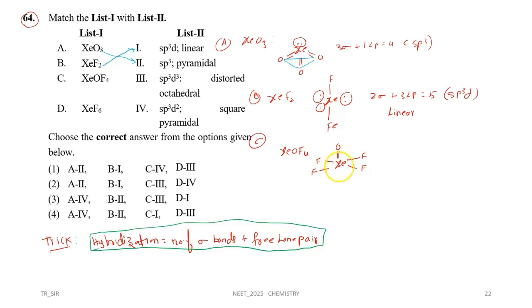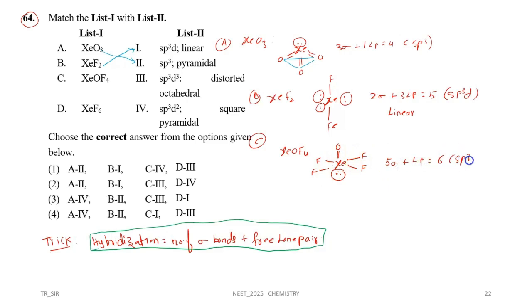Now, there are four electrons for fluorine and two for this one. Another lone pair is there, so we can keep it here. So how many sigma bonds are there? One, two, three, four, five sigma bonds. Five sigma bonds plus one lone pair, so the total is six.